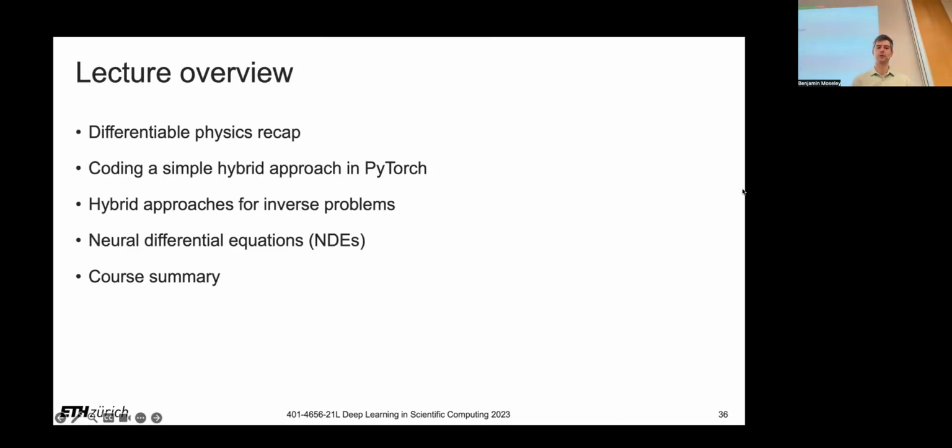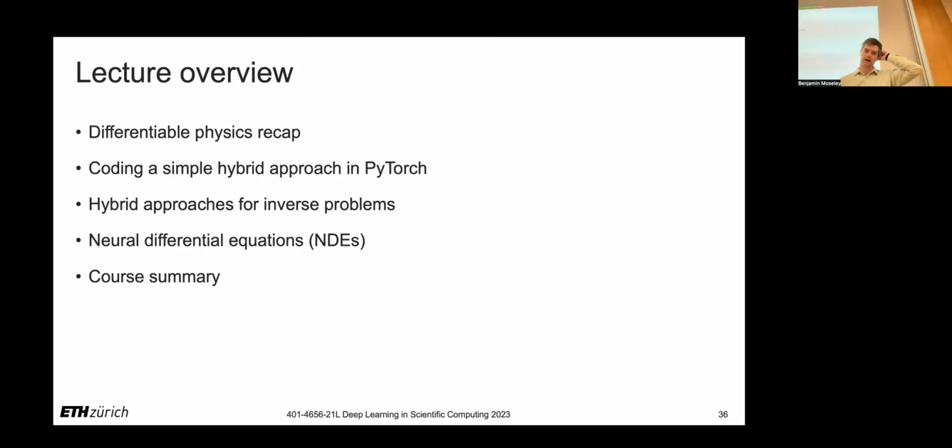Okay, so we recapped differentiable physics and hybrid workflows. I did a little coding example for you, and then we looked at a much more complicated idea, which is integrating learnable components into an inverse algorithm. So combining gradient descent on top of gradient descent. Hopefully you can see that we can just arbitrarily add learnable components to our traditional algorithms to improve them.